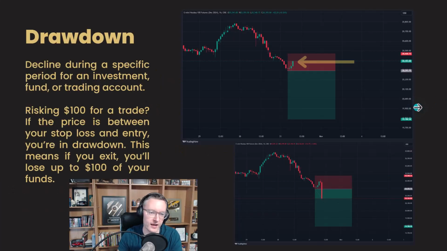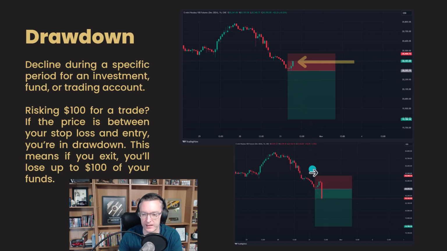Next one is drawdown. This is a decline during a specific period for an investment fund or trading account. So if you're risking $100 for a trade, if the price is in between your entry and the stop loss, you are now in drawdown. This means if you exit, you'll lose up to that $100. When you hit the stop loss, you'll lose the $100 in that case. If you're like, you know what, this looks like it's going against me, I want to get out of the trade even before the stop loss because I'm seeing a lot of momentum up, you get out of the trade.